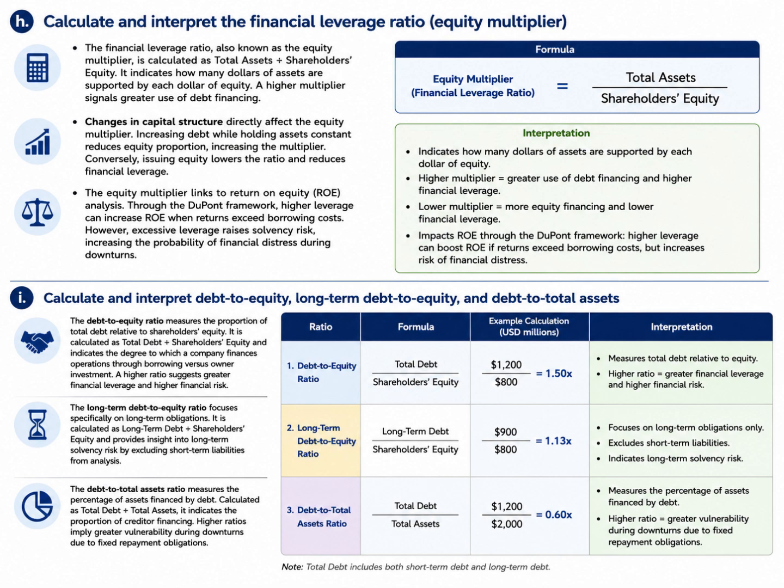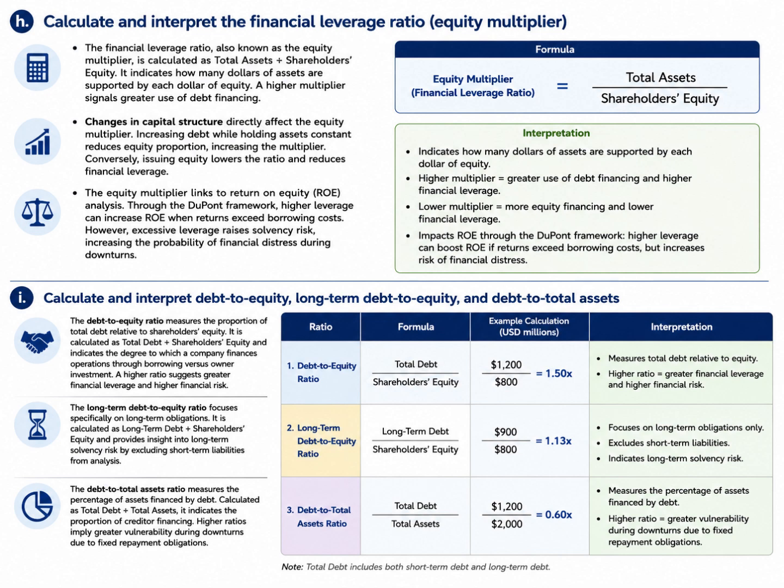The equity multiplier links to return on equity (ROE) analysis. Through the DuPont framework, higher leverage can increase ROE when returns exceed borrowing costs. However, excessive leverage raises solvency risk, increasing the probability of financial distress during downturns. I. Calculate and interpret debt to equity, long-term debt to equity, and debt to total assets.